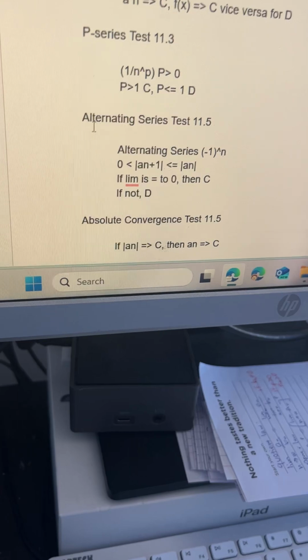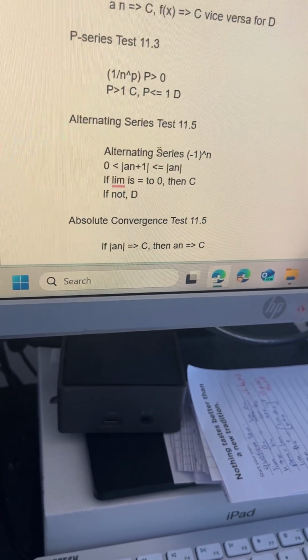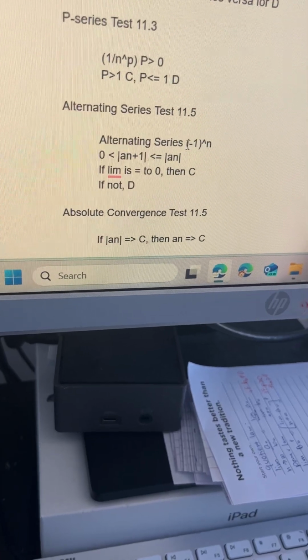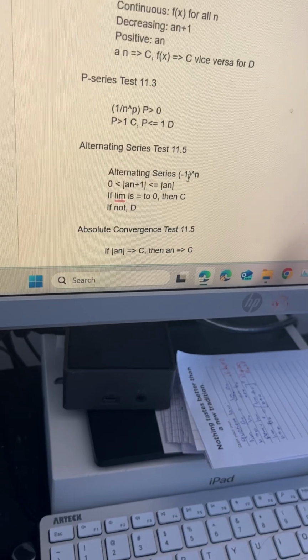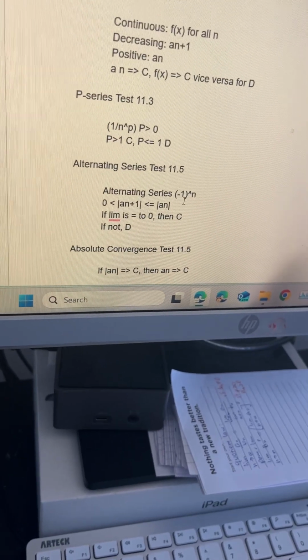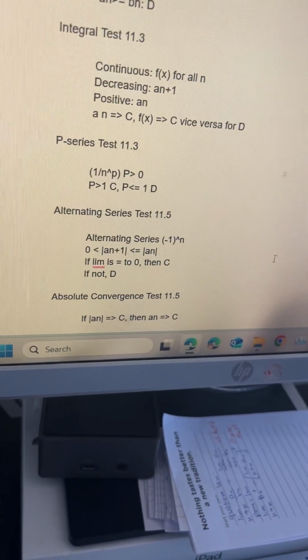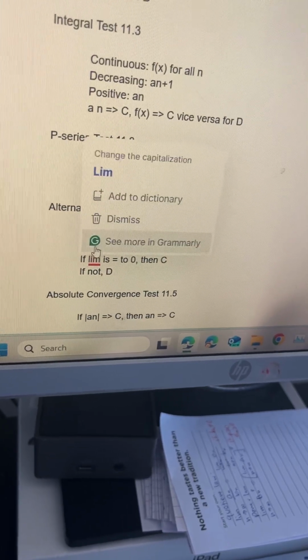And then we have the alternating series test, which basically has the condition that you need the series to be alternating, which if you put -1 to the power of n, that will automatically make the series alternating. It basically has to change from being positive to negative with every n value.